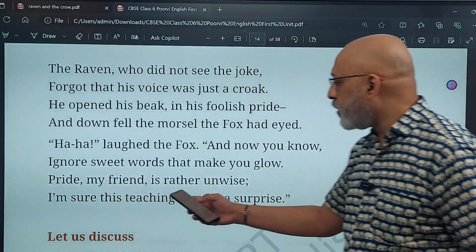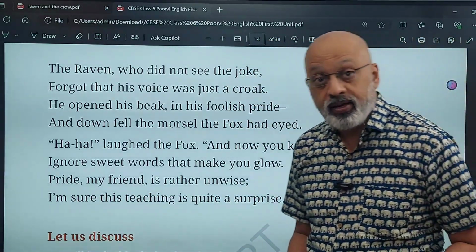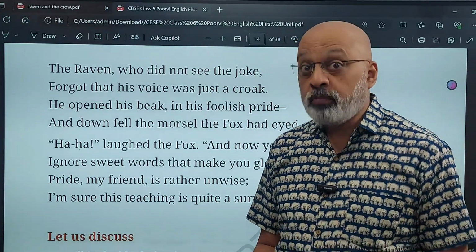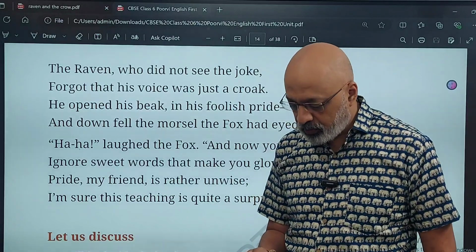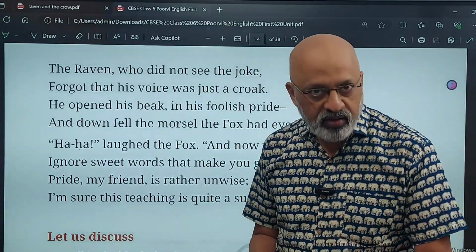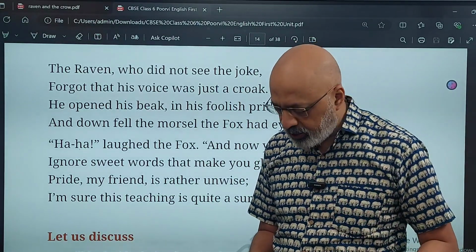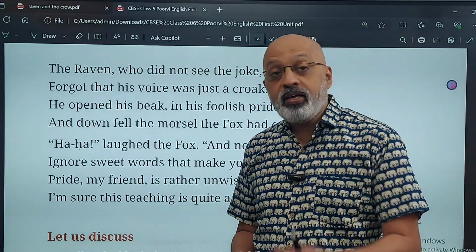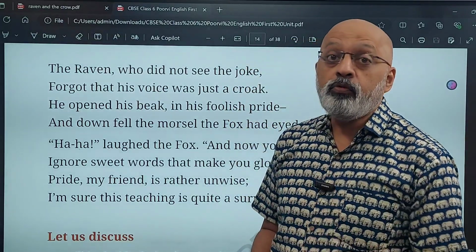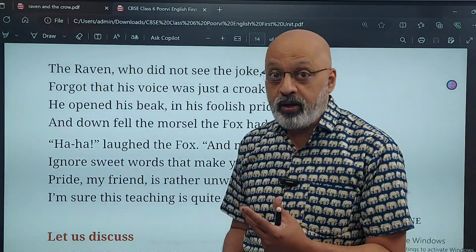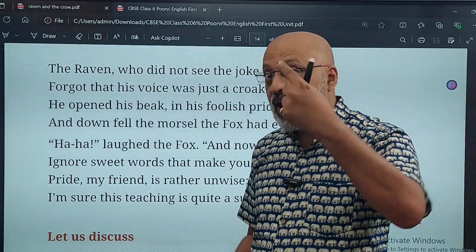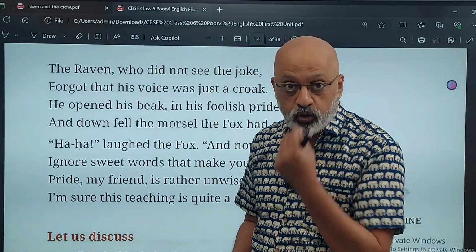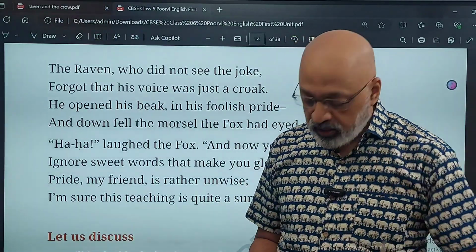Also, the last line, I am sure this teaching is quite a surprise. He's saying ये जो सीख मिली है इससे तुमको काफी अचंबा हुआ होगा, काफी सरप्राइज हुआ होगा. इसका मतलब है this line suggests that the raven and also people like you and me, the reader, might not have expected कि ये परिणाम होगा. हमने ये नहीं सोचा था कि अरे इस तरह से वो अपना वो खाने की जो चीज है उस पर हाथ मारेगा. कितनी चतुराई से उसने ये कहानी बना के ये किया कि वो अपना वो खाने का जो था जो उसने अपने बीक में रखा था उसको नीचे गिरा दिया.